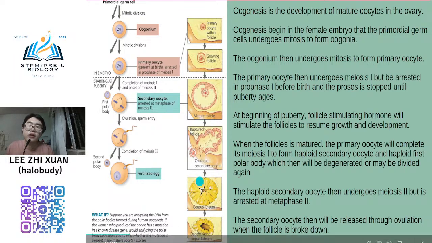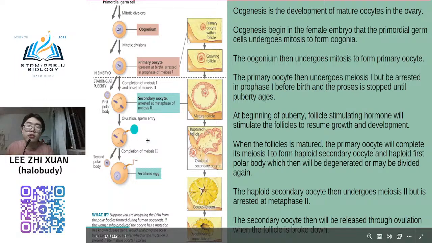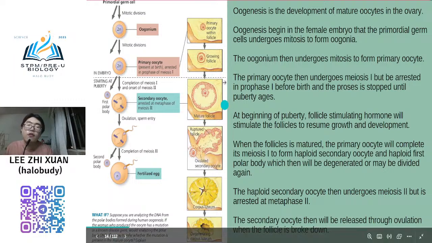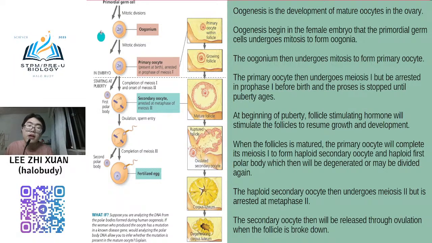So if there is no pregnancy, meaning there is no fertilization process, then the corpus luteum will degenerate and form the primary follicle again. So this is the overall process of oogenesis. Oogenesis occurs once a month, which is why the female will undergo menstruation once a month.